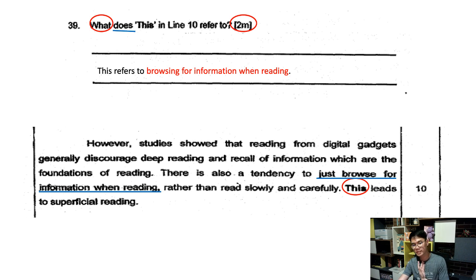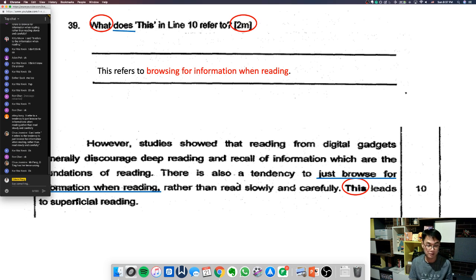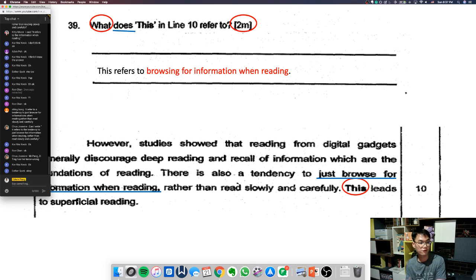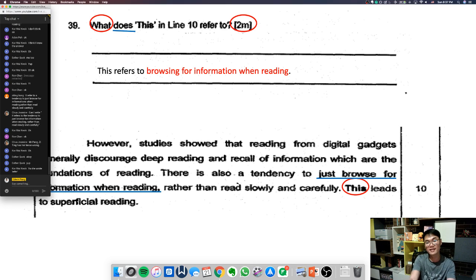So if I'm very strict, I would deduct 1 mark because you've given me irrelevant information when you talk about rather than read slowly and carefully. The answer simply is browsing for information when reading. So again, this comes to the common errors. One of the 5 common errors was irrelevant information. So be very careful that you answer straight to the point. What is this? This is browsing for information. I don't need what it is not, rather than reading slowly and carefully. That's what it is not.